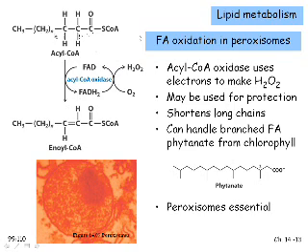You start with an acyl-CoA again, but the acyl-CoA oxidase uses FAD as the receiver, and then is coupled to other reactions that will produce hydrogen peroxide. Hydrogen peroxide is not exactly a friendly molecule.